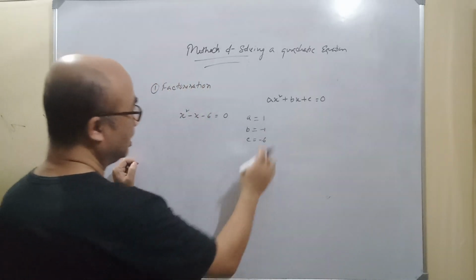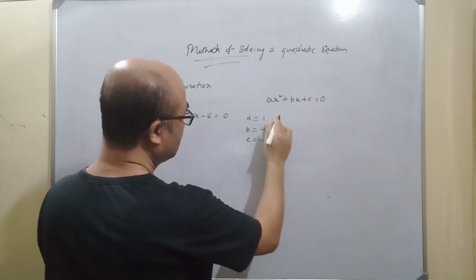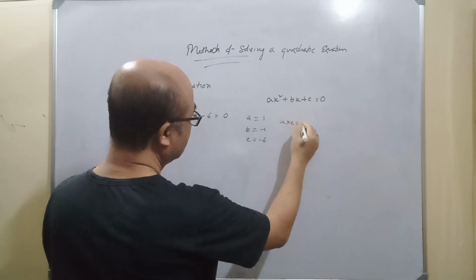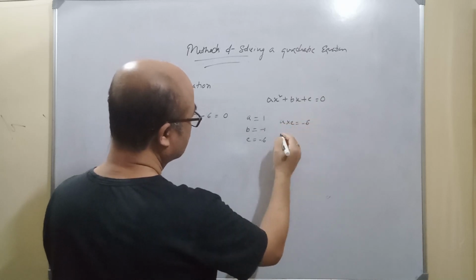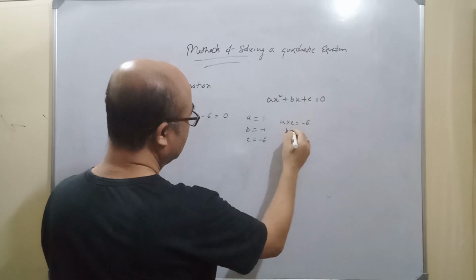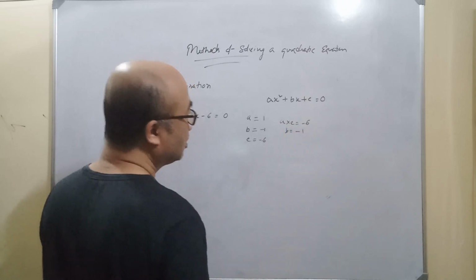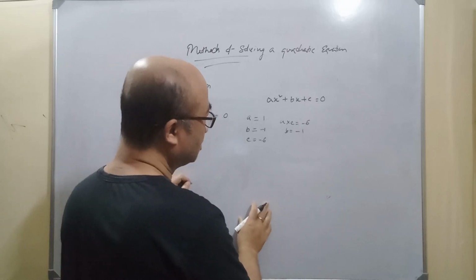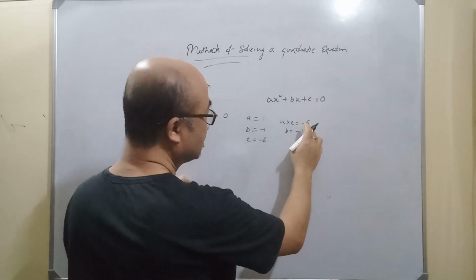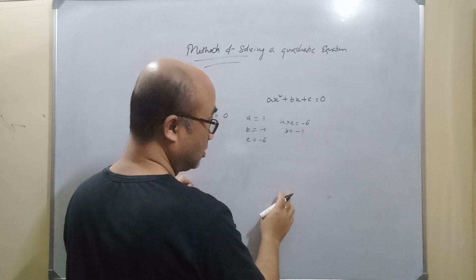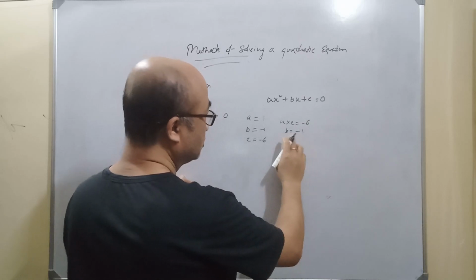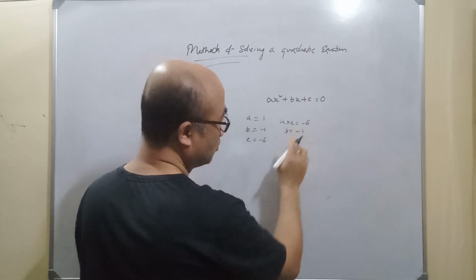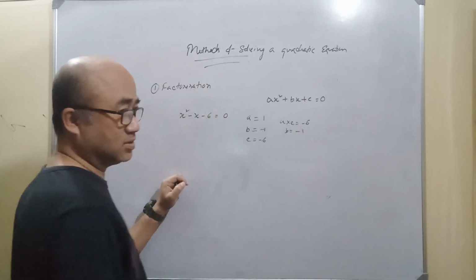Now a into c, we have to take the product a into c. What is a into c? It is minus 6 and b is minus 1. So we need to find two numbers whose product is minus 6 and whose sum is minus 1. So what are those numbers?